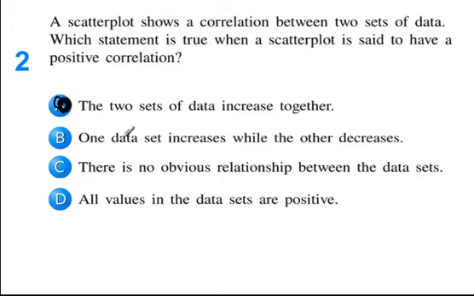Let's just double check. One data set increases while the other decreases. That's negative, we know. There is no obvious relationship between the data sets. That's no correlation. All values in the data sets are positive. Well, they all would be positive. You can't have like negative weight. I guess you could have negative money and stuff, but they're just talking about this in the first quadrant. You could have data in the other quadrants as well.